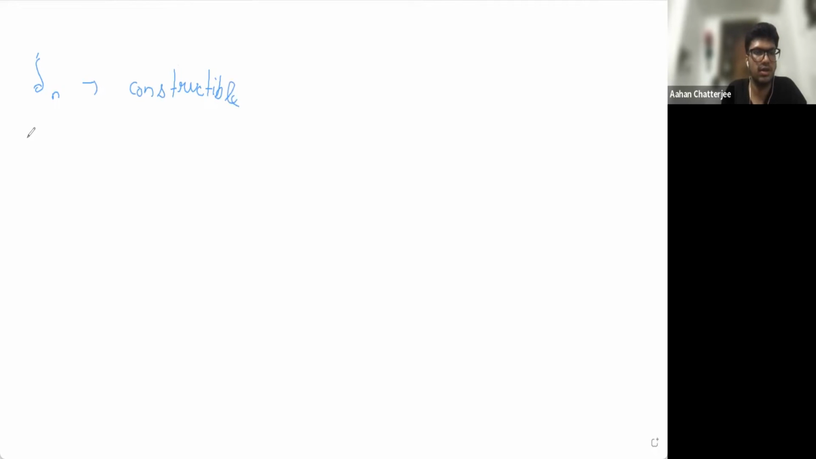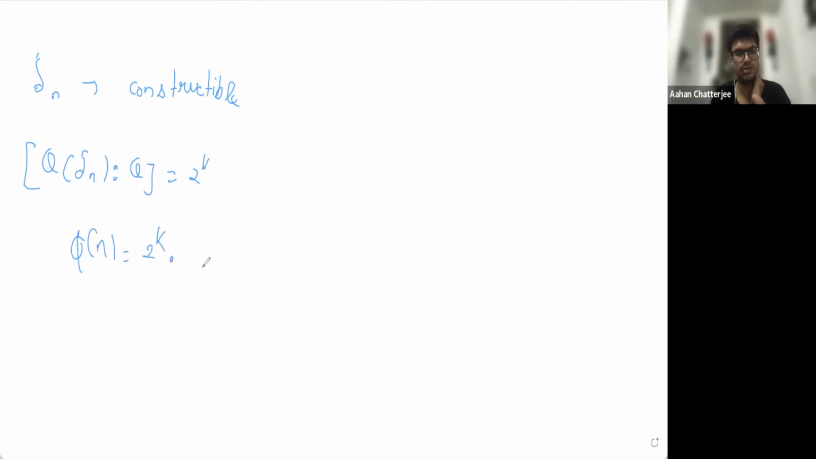So zeta n is constructible, and so we have that Q(zeta n) over Q is a power of 2, and so phi(n) is a power of 2. So we've proved the necessary condition. Now let's show that this is actually sufficient.